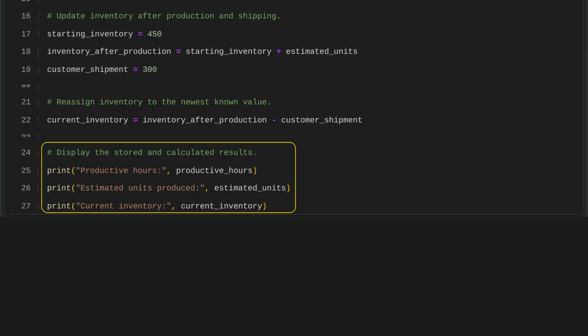The results summarize production and inventory status. They show the productive hours available after planned downtime, the estimated units produced based on hourly output, and the current inventory after production and customer shipments are accounted for.